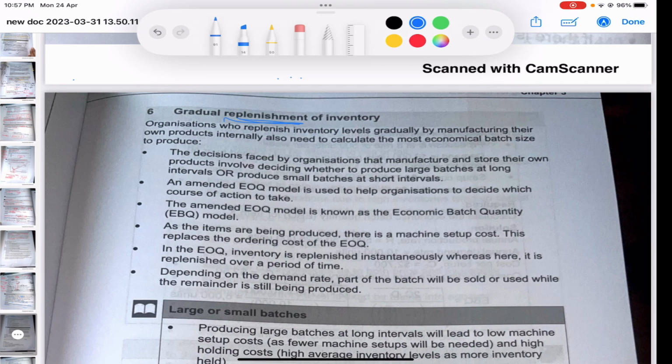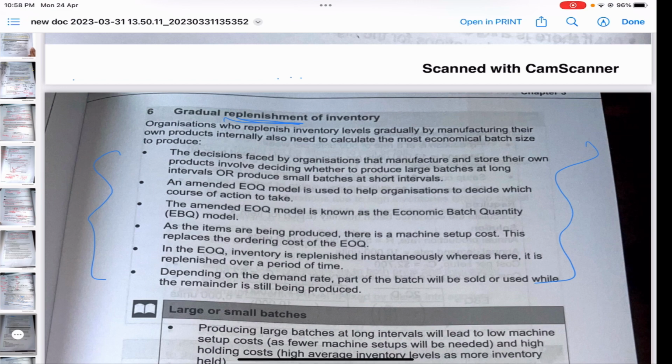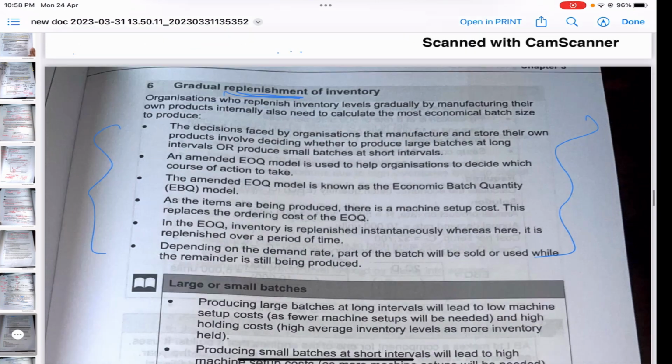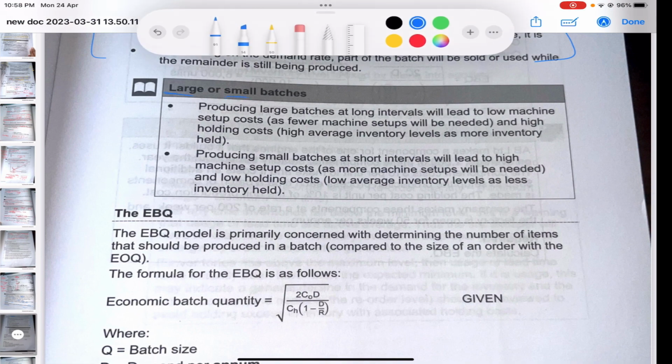The decisions faced by organizations that manufacture and store their products involve deciding whether to produce large batches at long intervals or produce small batches at short intervals. An amended EOQ model. Again, we go about it the same way we did with the economic order quantity. So let's straight away start with our questions. Large or small batches? Do I need to produce a large amount of goods in one go, or do I have to produce them in smaller quantities? Which one is going to be more ideal for my organization?